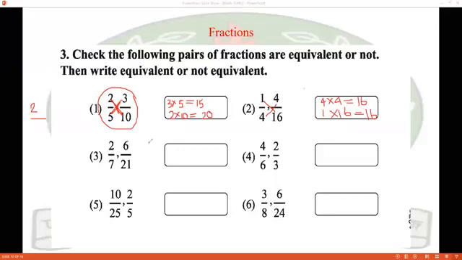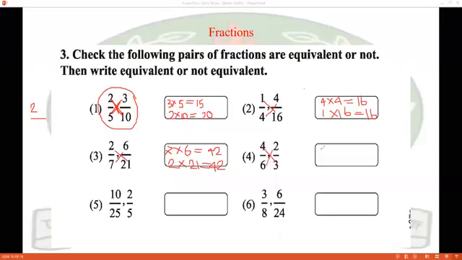In number 3, we have to multiply 2 into 21 and 7 into 6. At first we can write 7 into 6, so we get 42. When we multiply 2 into 21, we also get 42. So they are equivalent.